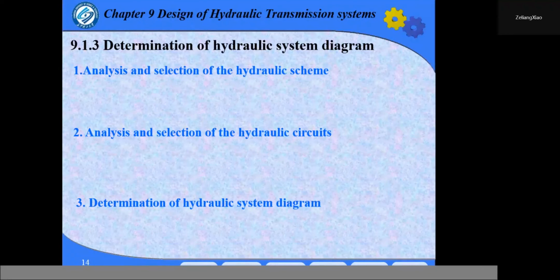We can, according to their performances or other characteristics, choose the appropriate hydraulic circuits. Last, we should determine the hydraulic system diagram.